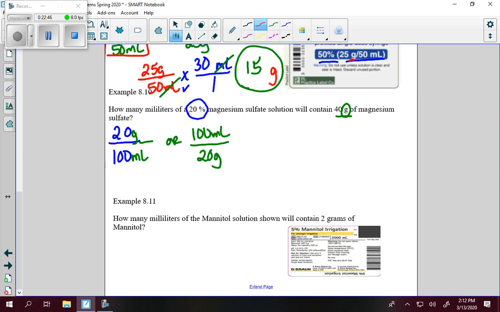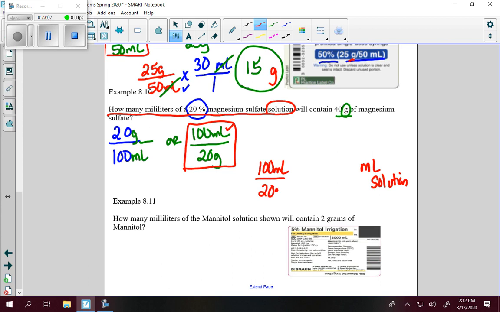Then my second step says, go to where the question is asking. It says how many milliliters of a 20% magnesium sulfate. That's the drug. But this time it says the word solution. So we're looking for milliliters solution. Which means I'm going to start with my strength fraction of milliliter solution on top. So I'm going to say 100 milliliters to 20 grams.